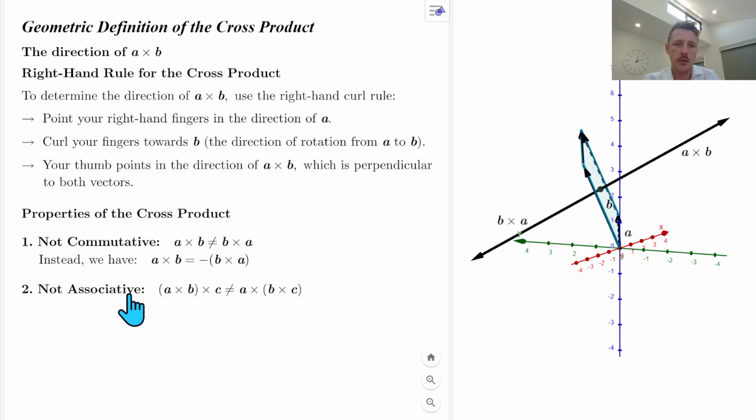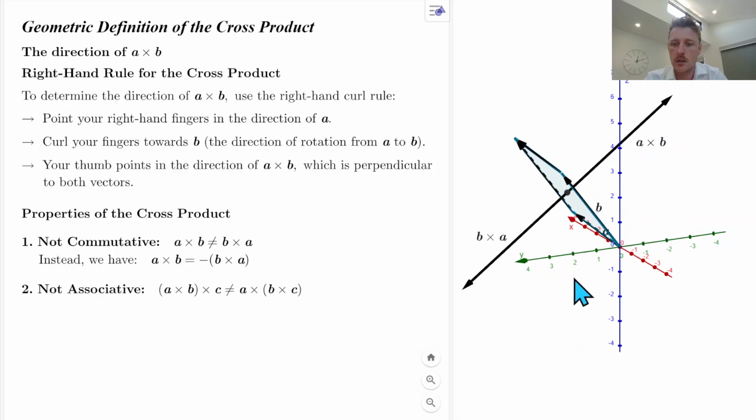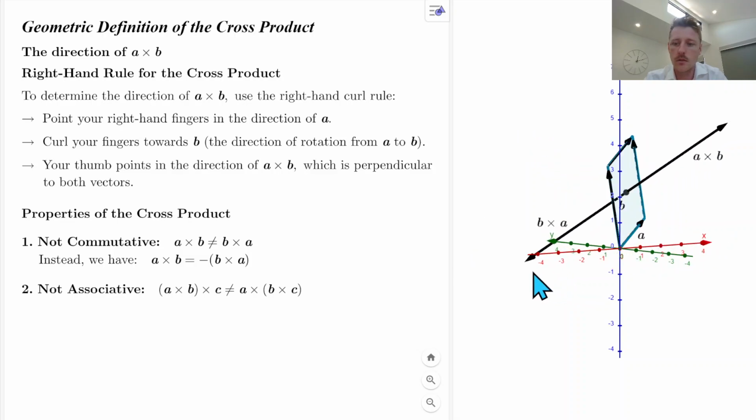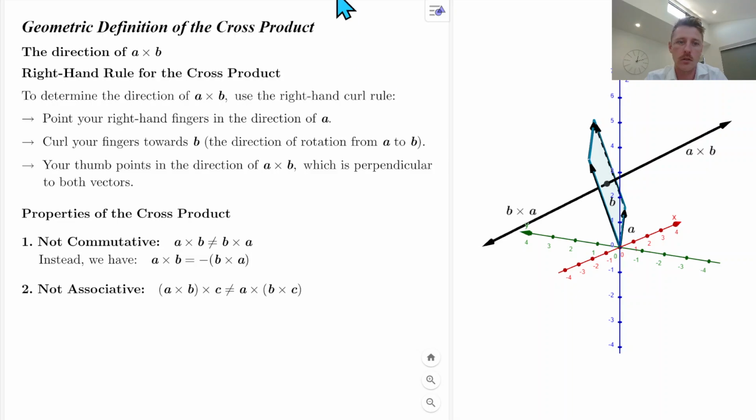Okay, and just another property of the cross product, it's not associative. Associativity: 2 times 3 multiplied by 4 in number land is the same as 2 multiplied by 3 times 4. But in cross product land, A crossed with B crossed with C is not equal to A crossed with B crossed with C, with the grouping changed. So that's something to be aware of. Okay, so that is how we work out the directions of the cross product.